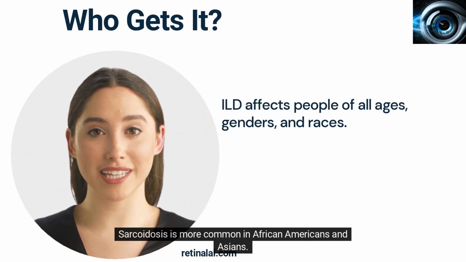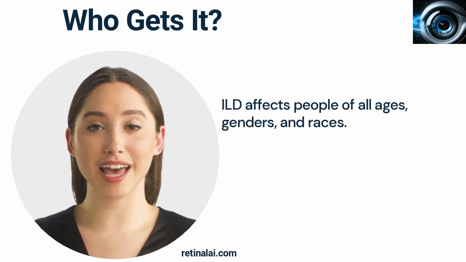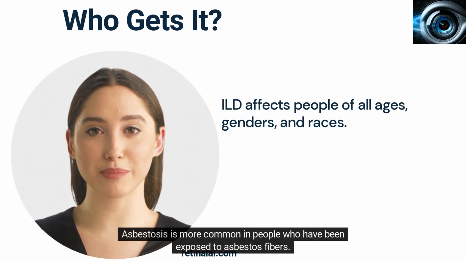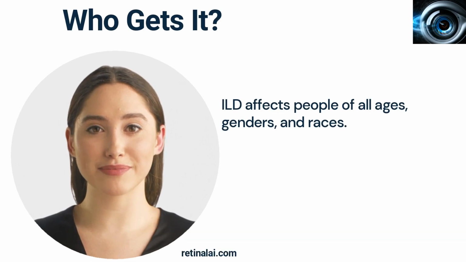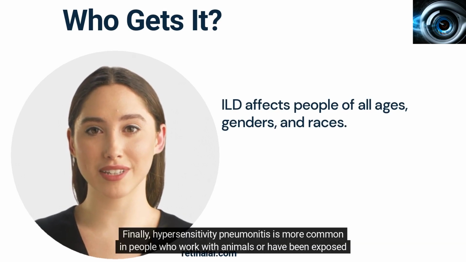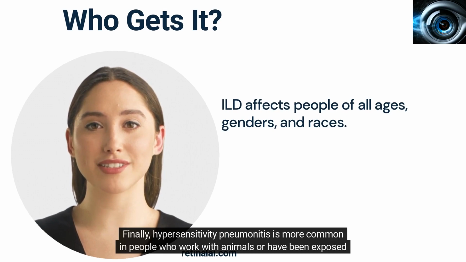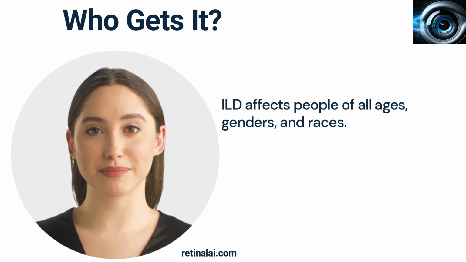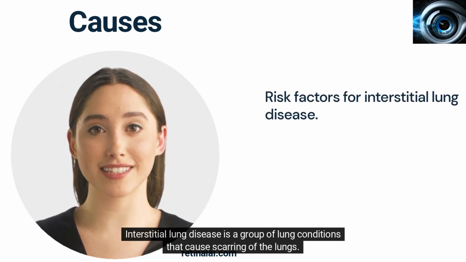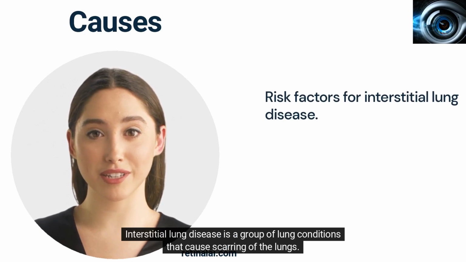Sarcoidosis is more common in African Americans and Asians. Asbestosis is more common in people who have been exposed to asbestos fibers. Finally, hypersensitivity pneumonitis is more common in people who work with animals or have been exposed to certain molds or chemicals.